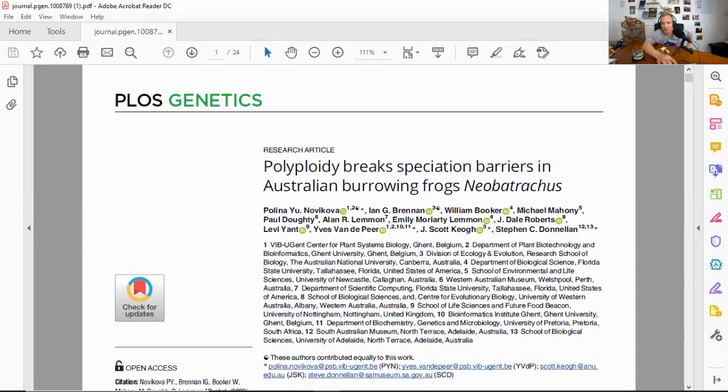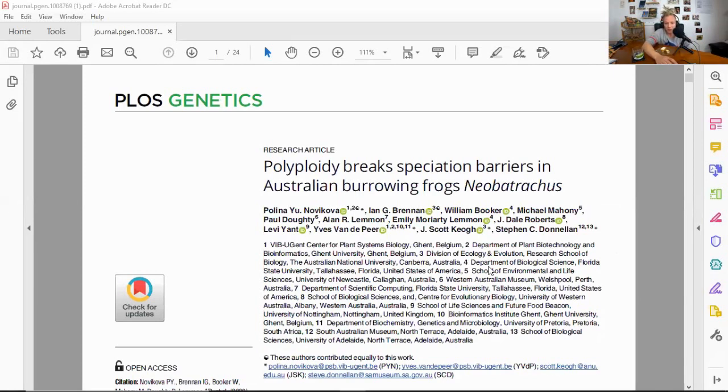We're going to be talking about a tetraploid frog. So we will be discussing a fascinating paper, and I'm going to bring it up for you right now, if I can. There we go. Polyploidy breaks speciation barriers in Australian burrowing frogs, Neobatrachus. This is from Polina Novikova. You can find her on Twitter at Polina_Novik. Obviously a fantastic paper from PLOS Genetics, just recently out. You can find a link to that down below.